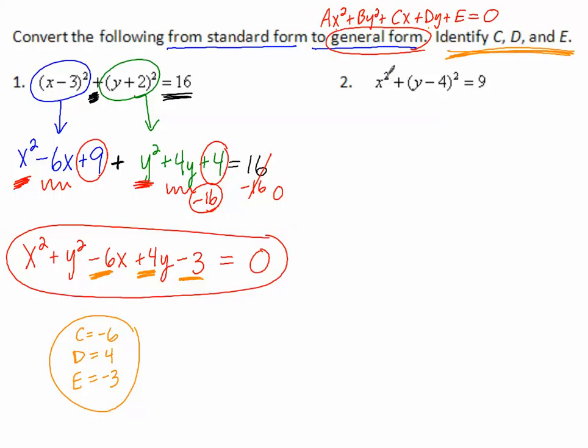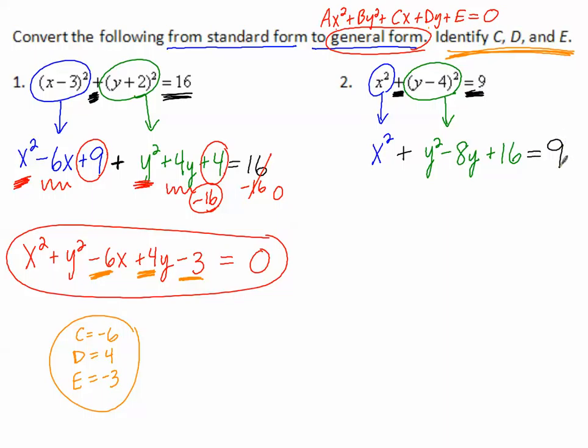Sometimes there's no binomial because the coordinate is 0. In that case, we just bring down that single term, that monomial. We still want to put the plus that's between the x's and the y's. And if we have a binomial squared, we still need to expand it. So expanding this is y squared minus 4 times 2 is 8, 8y, multiply by itself, or square it, is positive 16. Don't forget about the rest of the equation, equals 9.